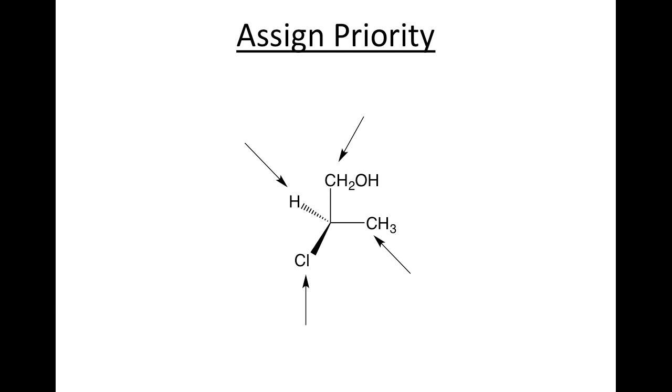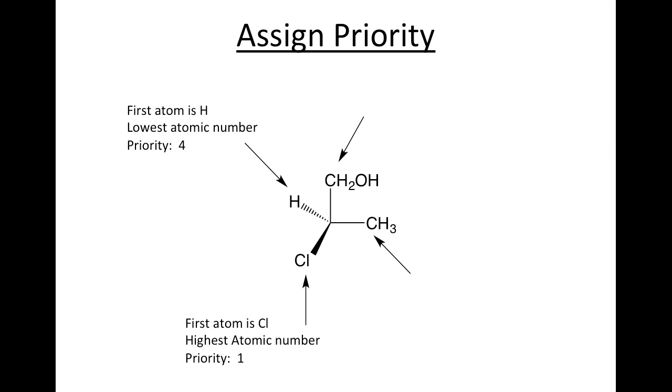So, for example, in this one, you're going to look at the atoms that are directly attached to the chiral carbon in the center, right here. And you see that we have a hydrogen, a chlorine, a carbon, and a carbon. Well, chlorine of all these 4 has the highest atomic number, so it gets priority number 1. Of all of these, hydrogen has the lowest atomic number, and so it actually gets the priority of 4th ranked. Now, the tricky part comes with these 2 carbons.